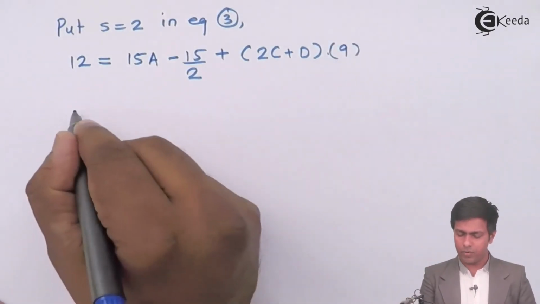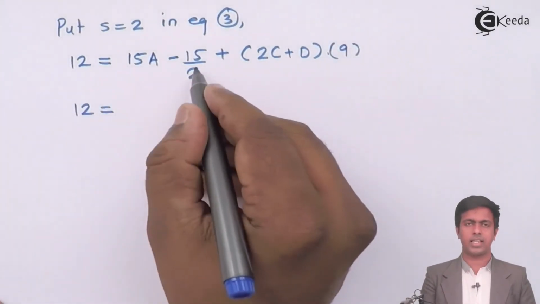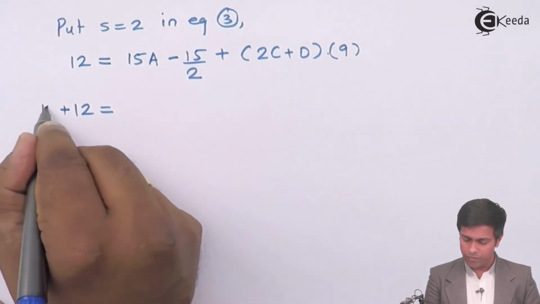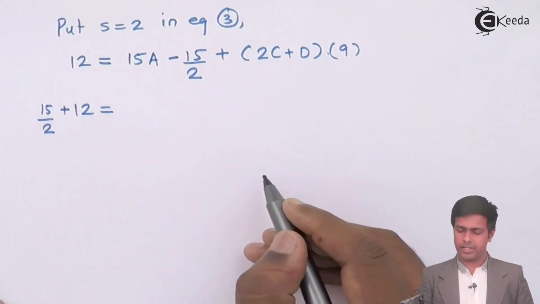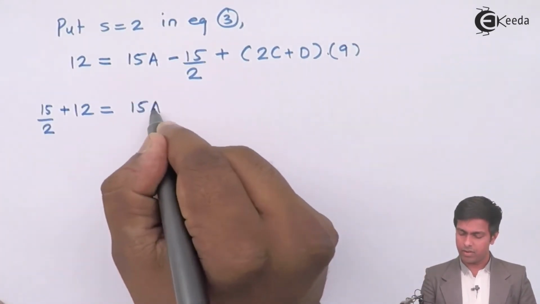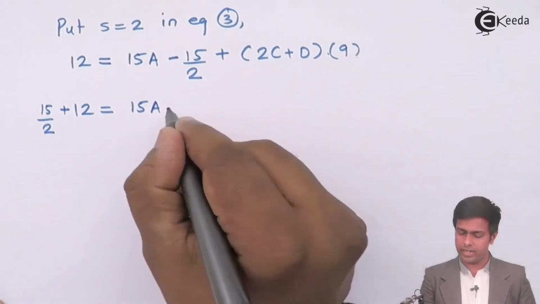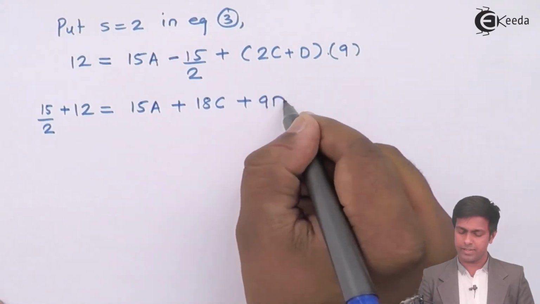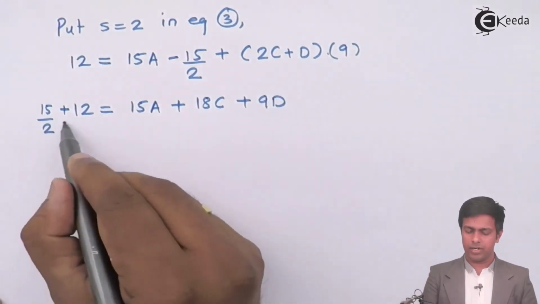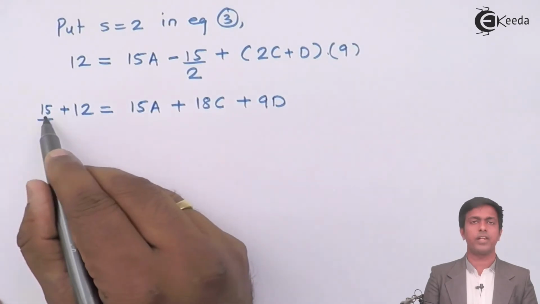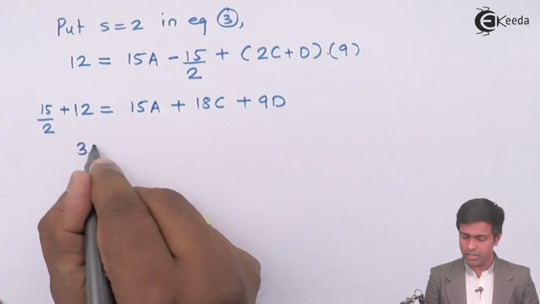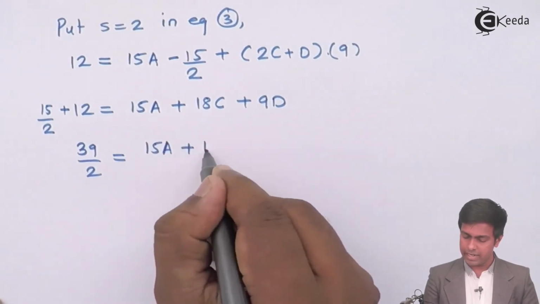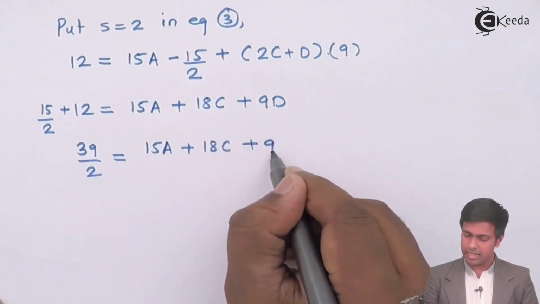Here we will get 12 equal to, or this can be shifted to LHS, that will become positive 15 upon 2. Next, 15a, this is 2c into 9, that is plus 18c, and this will become plus 9d. Now this is nothing but 24 plus 15, that is 39. So 39 upon 2 equals 15a plus 18c plus 9d.